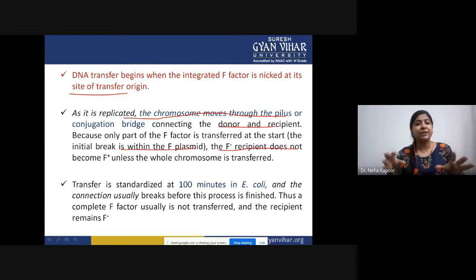The transfer in the case of E. coli, this complete transfer has been found to be completed in a time span of 100 minutes. And the connection usually breaks before the process is finished, because it will take a very long time, as the complete bacterial genome has to be transferred if we want the complete F plasmid to be transferred. That is why the recipient bacteria remains F negative: before the completion of the process, the conjugation tube and the pilus basically break off.